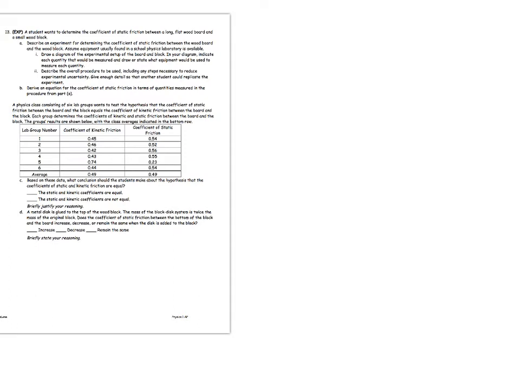All right, for this next one, we're going to do an experimental design one, and we want to be able to determine the coefficient of static friction between a long, flat wooden board and a small wooden block. All right, and so in the first part, we're going to draw a diagram of our setup and talk about the measurements we make, and in the second part, we're going to describe the overall procedure. So let's start with the diagram.